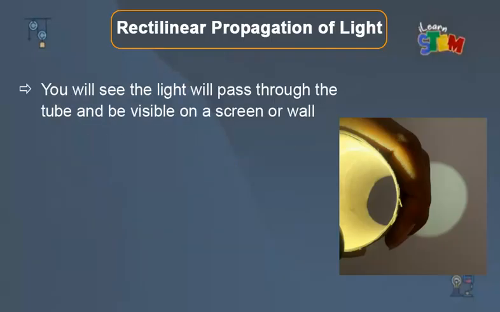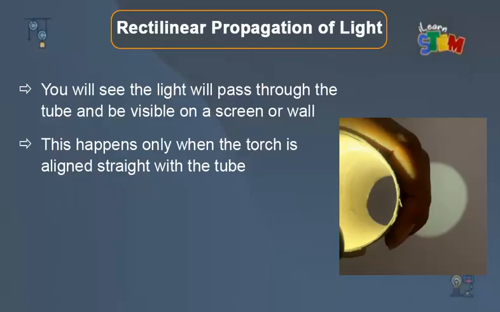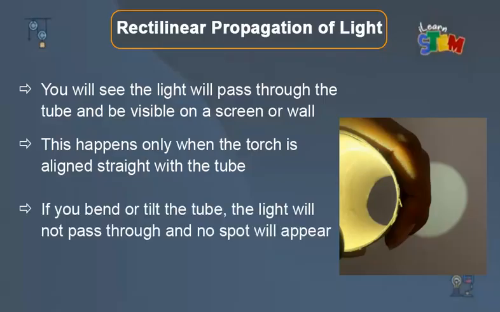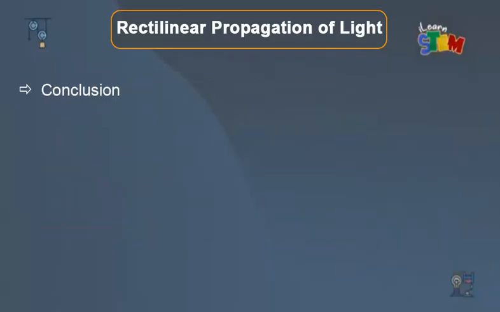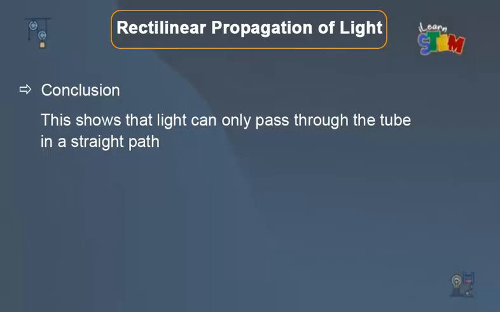You will see the light pass through the tube and be visible on a screen or wall. This happens only when the torch is aligned straight with the tube. If you bend or tilt the tube, the light will not pass through and no spot will appear. Conclusion. This shows that light can only pass through the tube in a straight path.